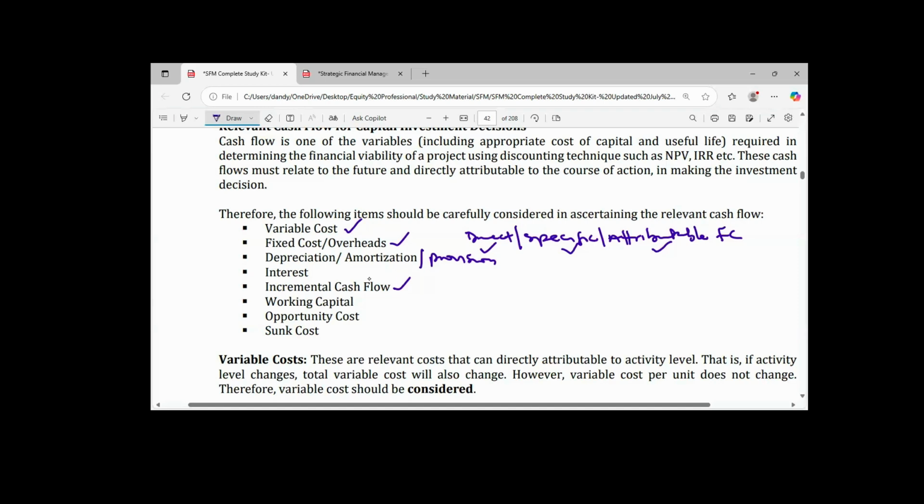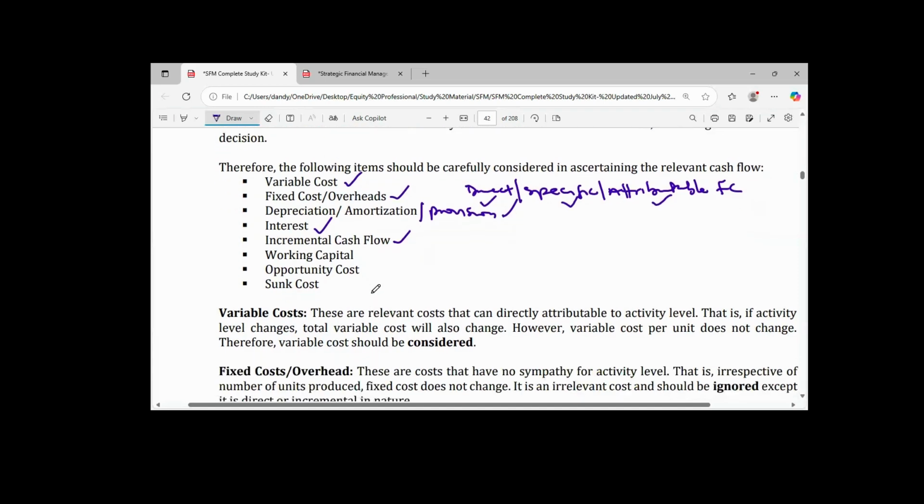Move to the next one, interest. Interest is the compensation required by the provider of debt capital. It represents the actual amount paid on the loan borrowed. Therefore, the absolute amount of interest, that is the naira amount, for example if you are given interest of 10,000 naira, this is what is called the absolute amount. The absolute amount of interest is irrelevant and should be ignored.